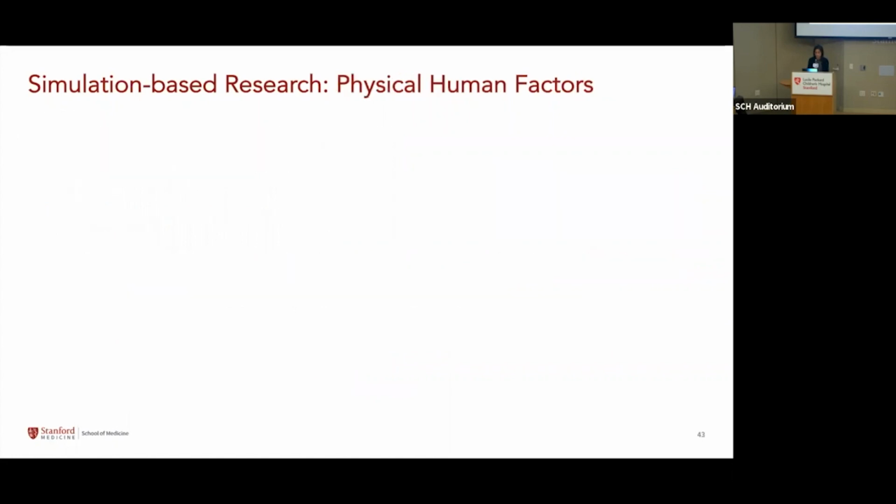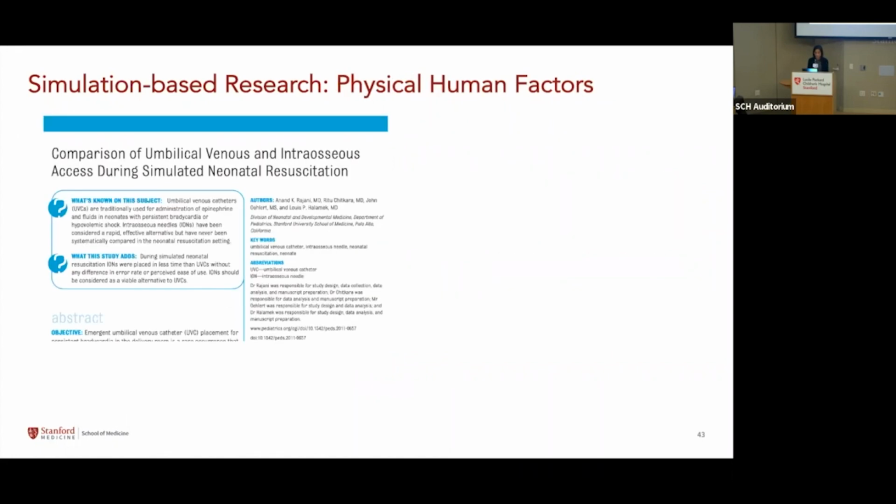From a physical perspective, this is another study that's come out of CAPE looking at how efficiently and quickly people can insert an umbilical venous catheter versus an IO needle for emergency access in neonatal resuscitation. This also influenced the NRP algorithm and allowed us to incorporate the option of an IO needle as a route of emergency vascular access, because it showed that people were much faster with an IO needle than they were with a UVC catheter.